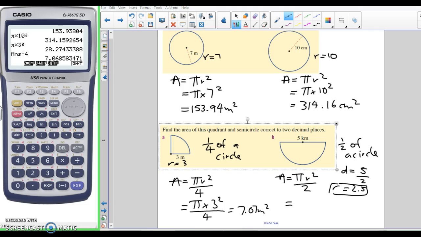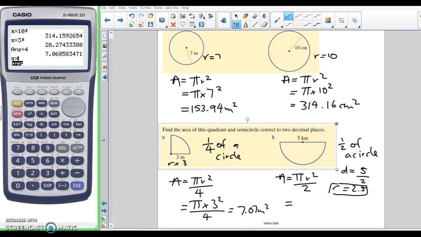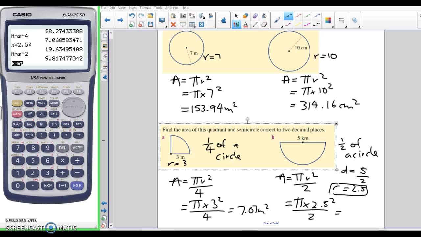Now we'll look at the other one. You've got your pi, you've got times, so we'll write this in, pi times your radius of 2.5 squared over 2. So we multiply that by 2.5 squared, get an answer, divide that answer by 2. That'll give you 9.82 kilometers squared. So do not forget to put the units in, it is very, very important. Alright, you have a go at the questions you have, and good luck.